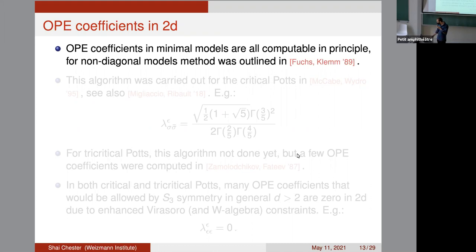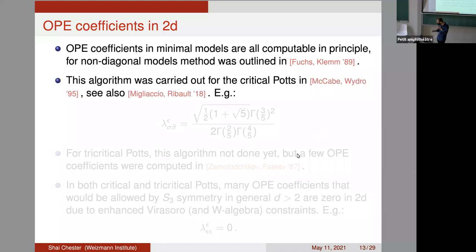So there's a paper by Fuchs and Klemm in '89, which said how to compute OPE coefficients in non-diagonal minimal models. And this algorithm was carried out for the critical Potts model in this paper in '95. Also, there was a more recent paper by people in the audience from a different perspective, and they computed all the OPE coefficients. And here is an example of one of them. If you take the OPE coefficient of sigma sigma bar with epsilon, you get this number. I'm just showing this result to show what these answers look like. They all involve gammas of fractional numbers.